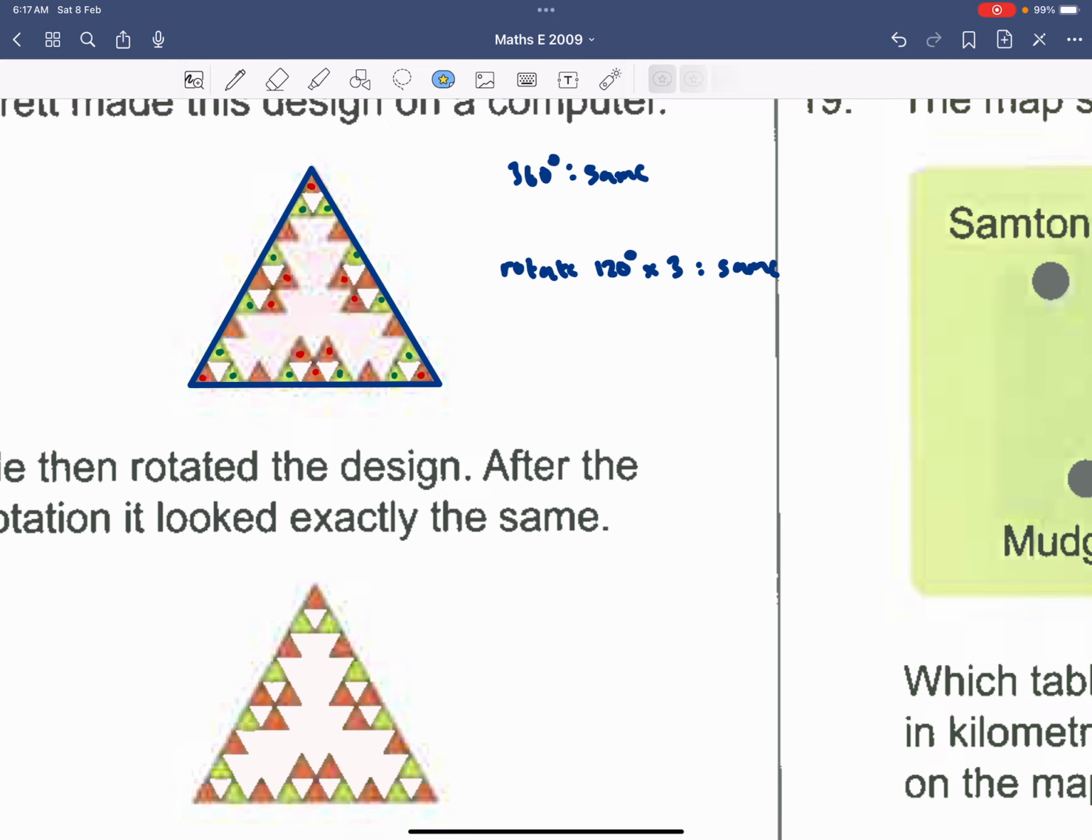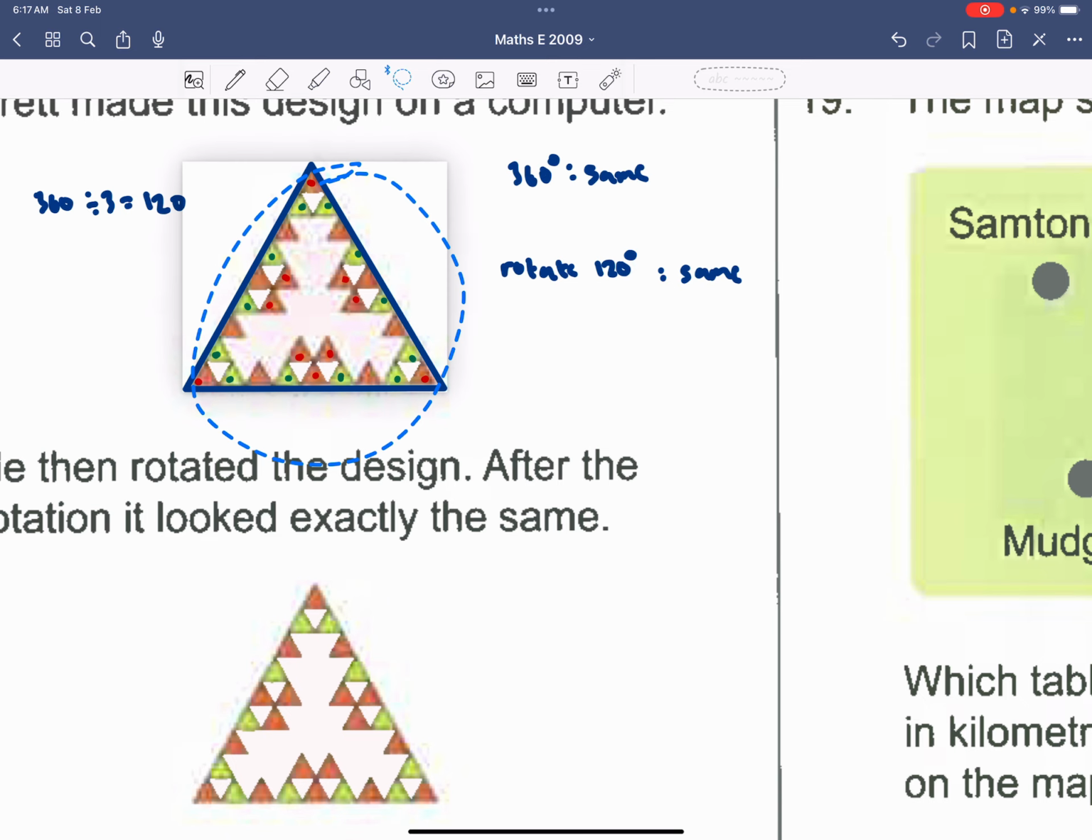In fact, not just rotating it 3 times, even if you rotate it just 120 degrees, it looks the same. How did I get the 120 degrees? I just did 360 divided by 3. I hope everyone realizes 360 divided by 3 is 120, because 36 divided by 3 is 12. So watch how this works.